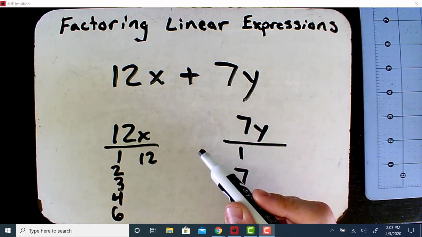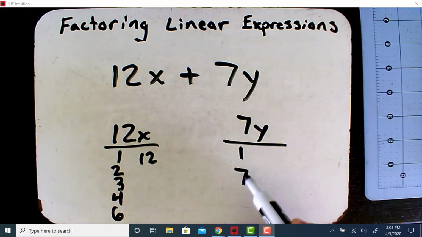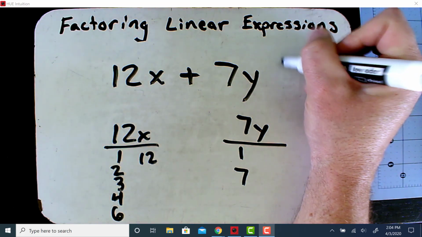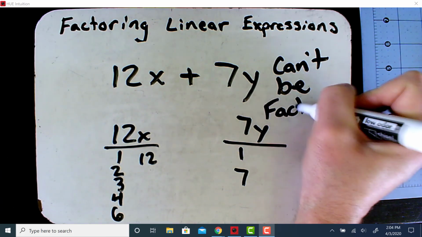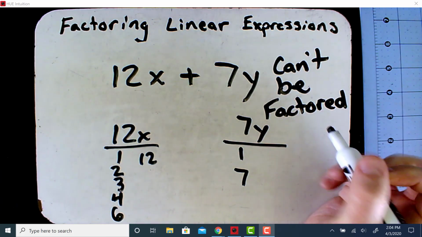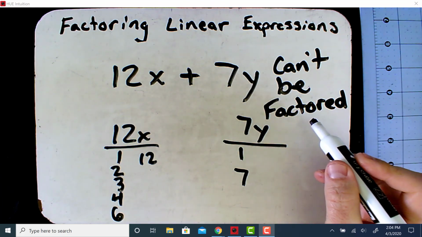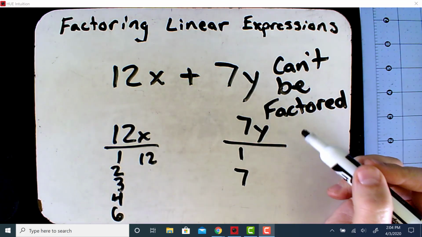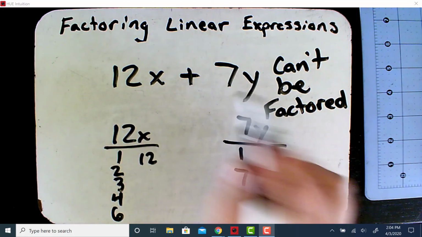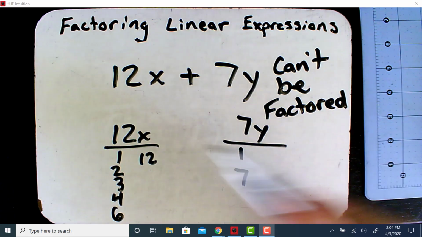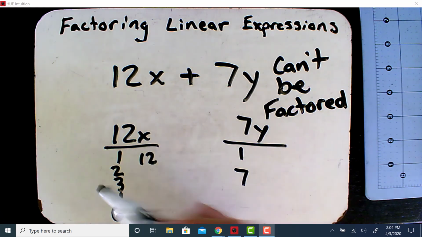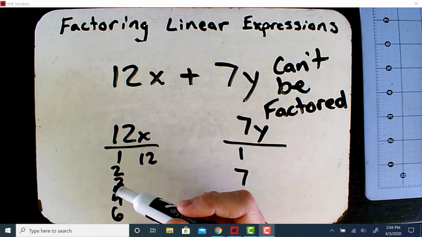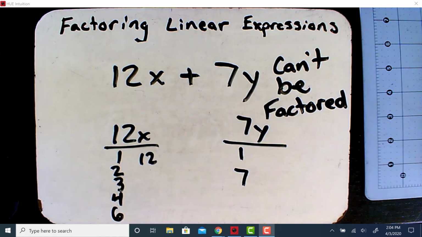On a problem like this, where there's no factors in common, both in the variables and the numbers, then this type of problem can't be factored. And that is the answer that we would give. We would say, nope, this one can't be factored because it has no common factors within my two monomials. So I would say can't be factored because no numbers factors are in common and the variable factors aren't in common. So there's nothing I can factor out. So I'd say can't be factored.